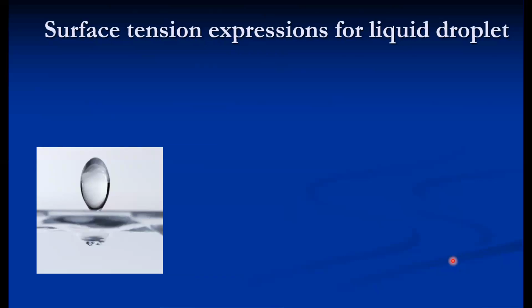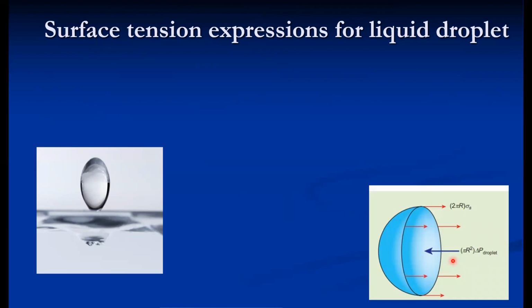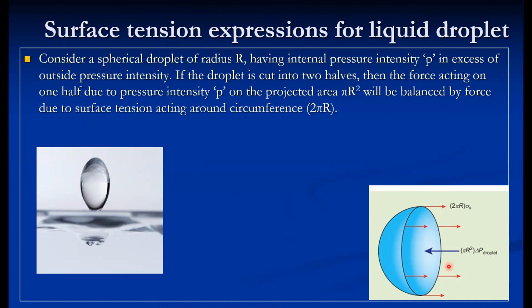Surface tension expression for a liquid droplet. This is a liquid droplet, and we can cut the droplet into two halves. This is a spherical droplet of radius R, having an internal pressure of P. So delta P is the droplet internal pressure, which is equal to the pressure intensity P in excess of the outside pressure intensity, that is obviously the atmosphere, or if the droplet is in some liquid, then the outside pressure corresponding to that particular point.